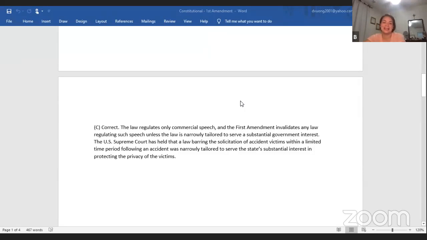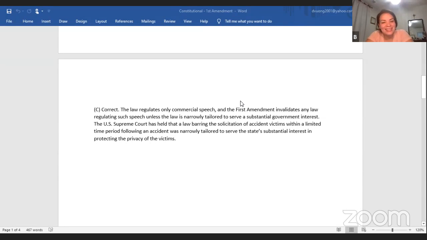I'm guessing it's C. C, correct. The law regulates only commercial speech, and the First Amendment invalidates any law regulating such speech unless the law is narrowly tailored to serve a substantial government interest. The U.S. Supreme Court has held that a law barring the solicitation of accident victims within a limited time period following an accident was narrowly tailored to serve the state's substantial interest in protecting the privacy of the victims. Okay.